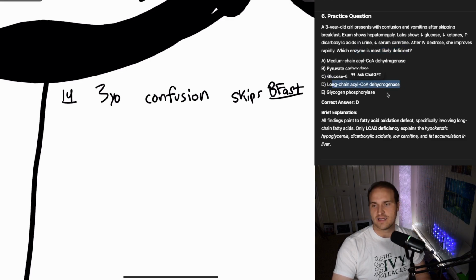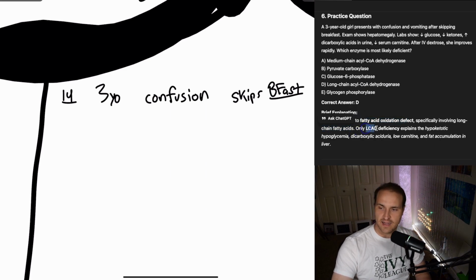It's long-chain acyl-CoA dehydrogenase. We have a fatty acid oxidation defect involving the long chains, LCAD. That deficiency explains the hypoglycemia, the dicarboxylic acid, the low carnitine, and the fat.